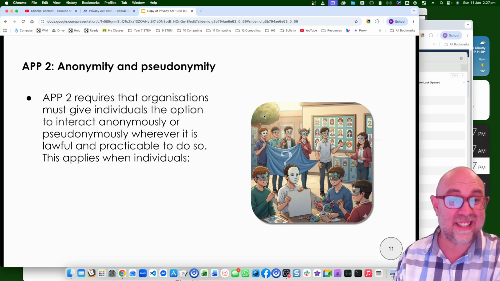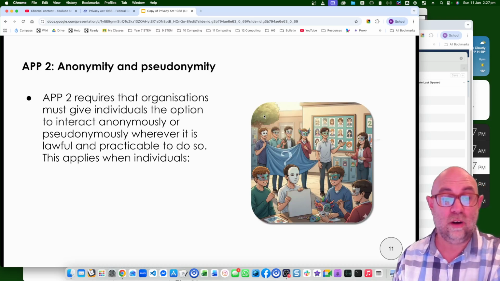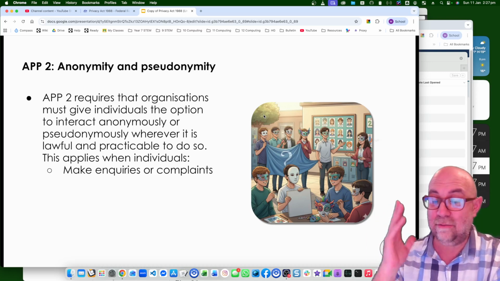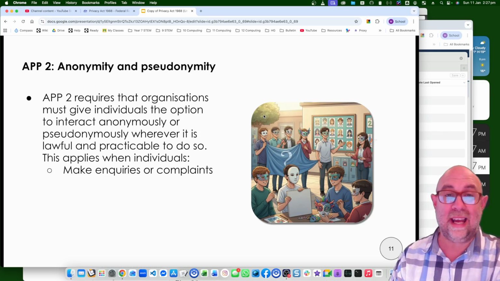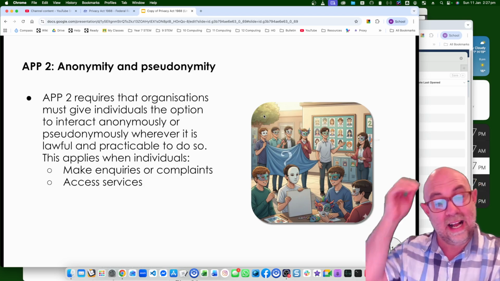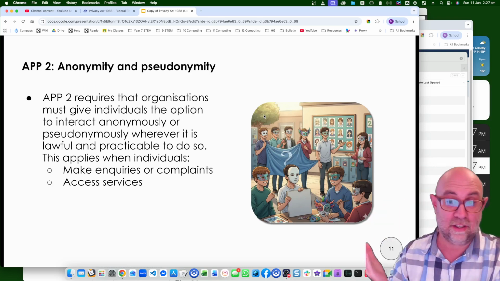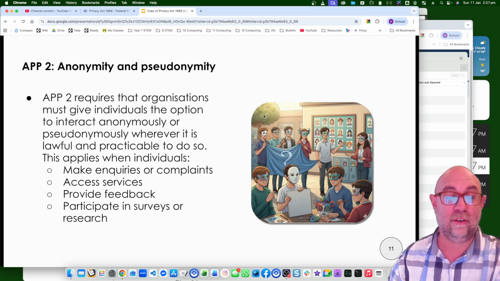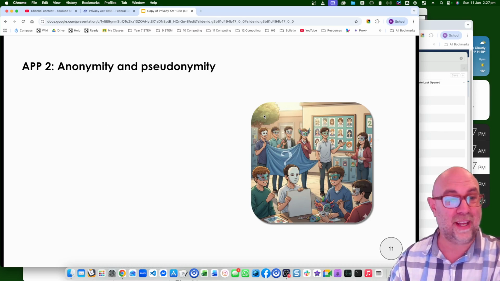So it says that they must give people the option whenever it is lawful and practicable to do so, including when they're making inquiries or complaints. So you should be able to make an inquiry, have you got this record in stock, without having to give them personal information. Access services, again, I should be able to go in and pay for something and access a service, provide feedback or participate in surveys and research, either anonymously or with a pseudonym. I was going to try and say that word, but I wouldn't have got there.